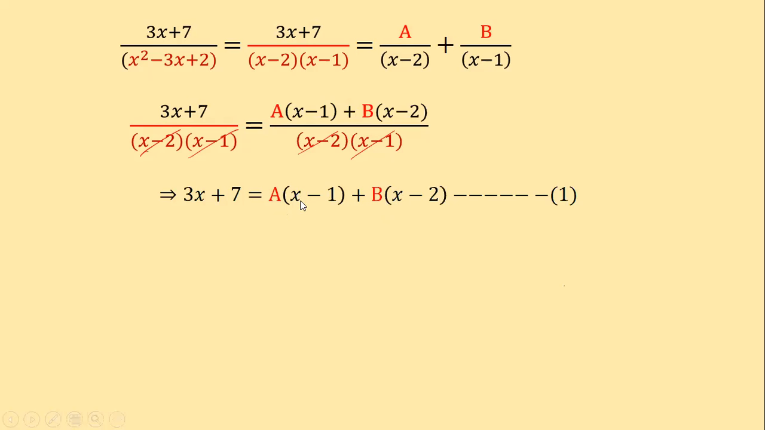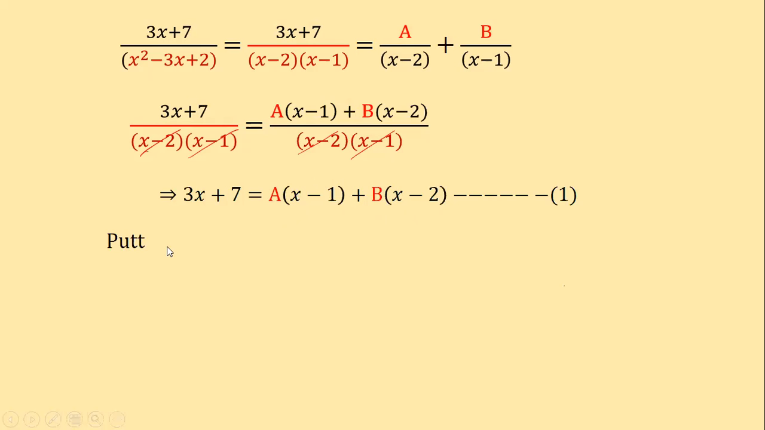Now, to eliminate the first term, what should you do? I have to substitute x is equal to 1. 1 minus 1 becomes 0. To eliminate the other term, in place of x, what should I put? I should put 2. If I put 2 here, 2 minus 2 becomes 0. Yes or not? So let us see how to do it.